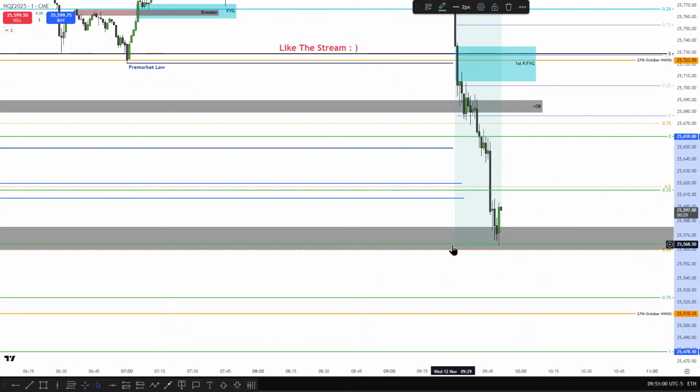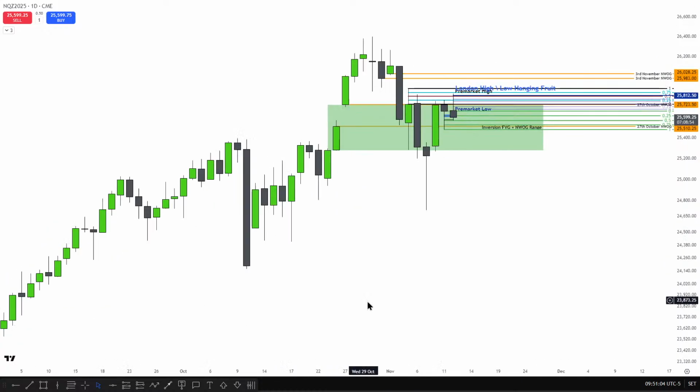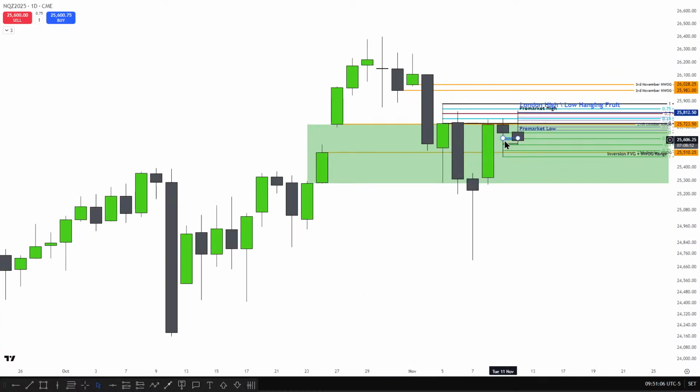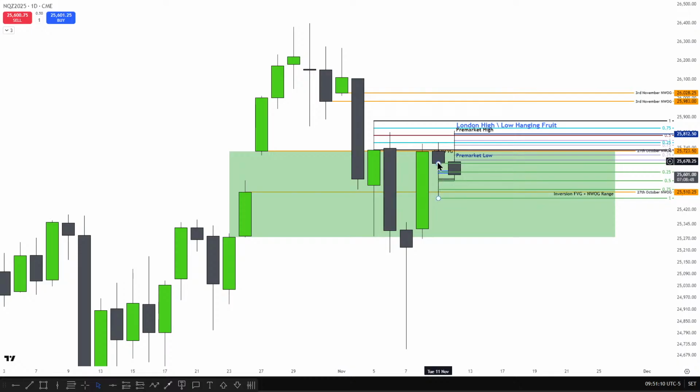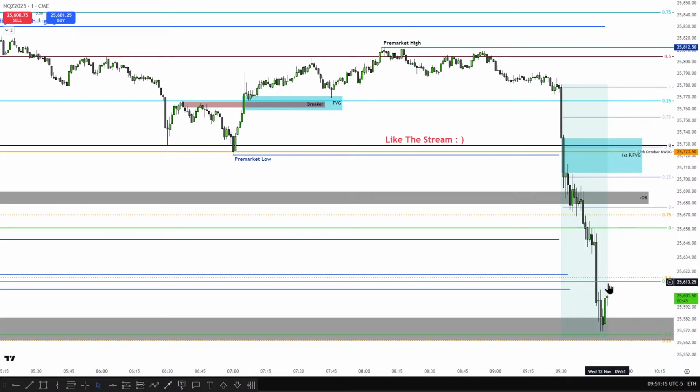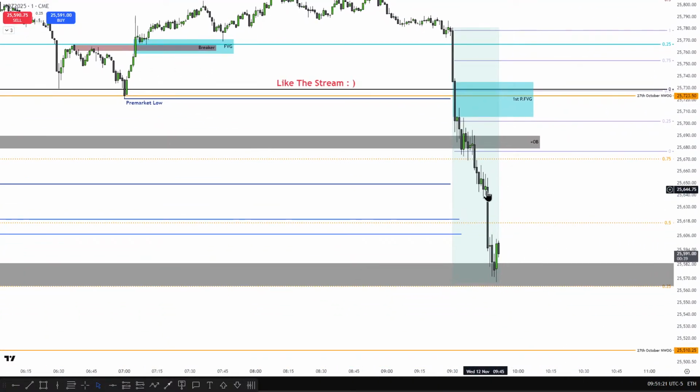Okay, that's consequent encroachment of that daily candle, that daily discount candle. No, the daily discount wick on the previous day candle. There we go. I'm not going to use these levels. I'm just looking at if it respects consequent encroachment, which it has. So now I want to see this become an inversion gap.